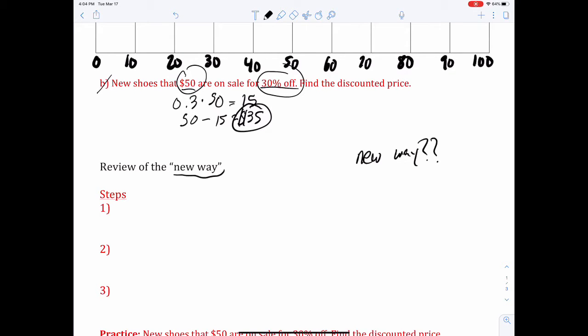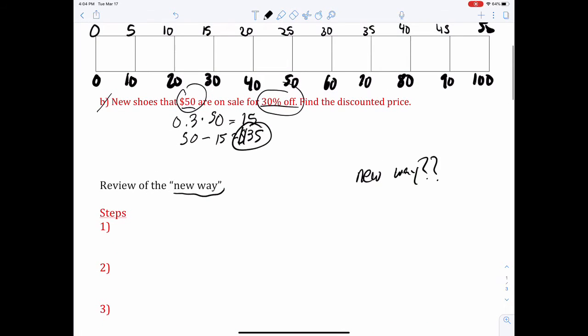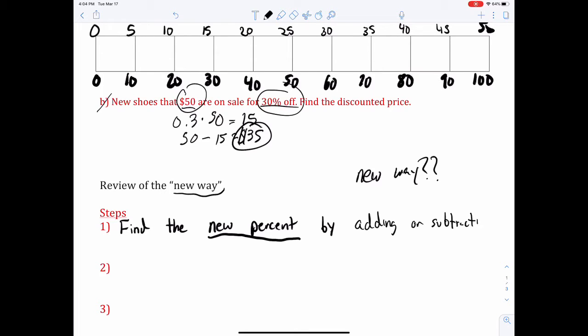What's happening? I'm going online, I'm listening to Mr. Mulvihill online. What's happening here? Here are your steps. First step, write this down: find the new percent by adding or subtracting to 100%.